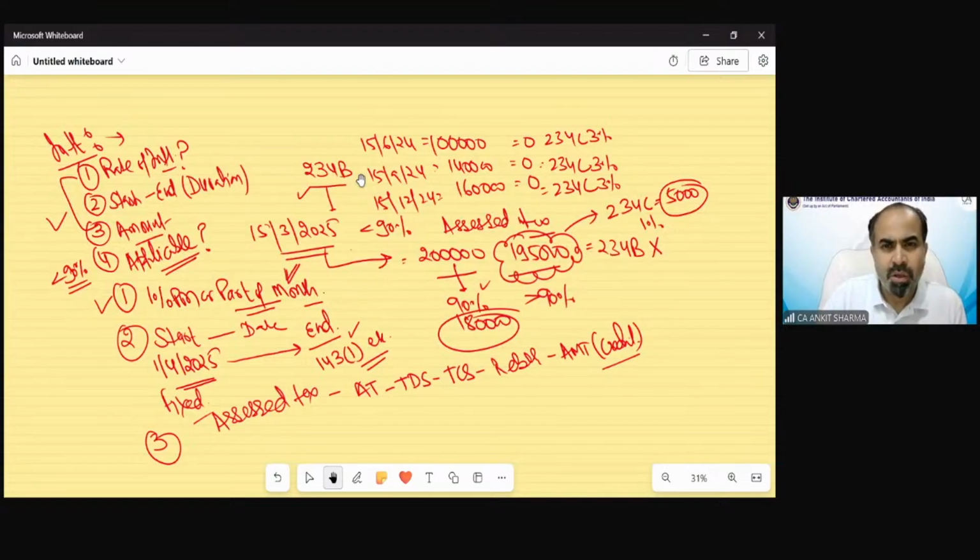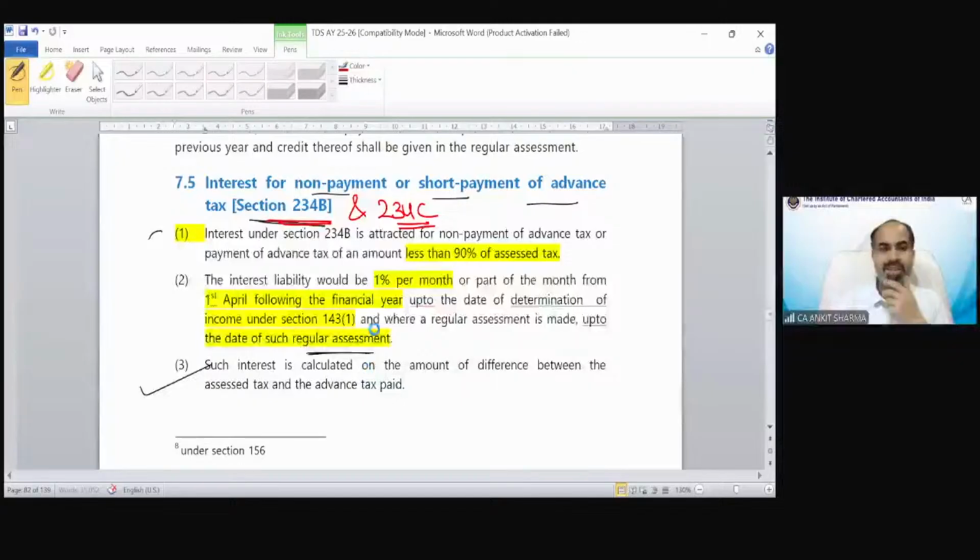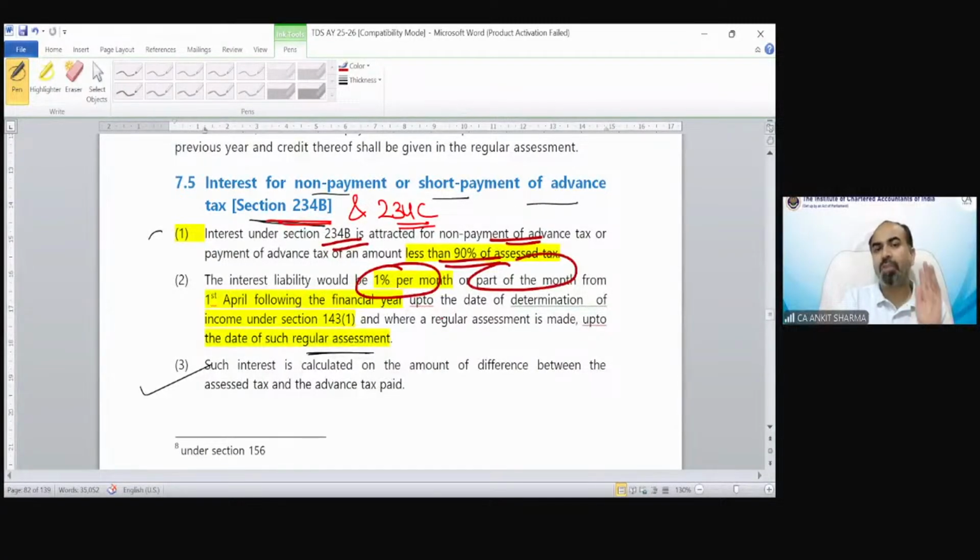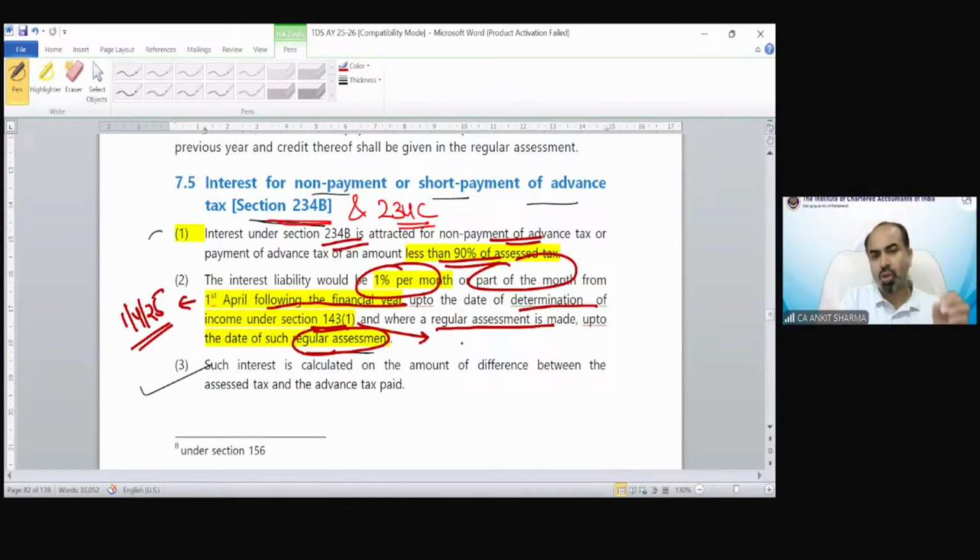Okay. So moving on to the provision of section 234B, you can see interest under section 234B is attracted for non-payment of advance tax if it is less than 90%. The rate is 1% per month or part of the month from 1st April of the following financial year. So this is a fixed date, 1st April 2025, up to the date of determination of income under section 143(1), or, if a regular assessment is made, up to the date of such regular assessment. So this date would be given in the question.